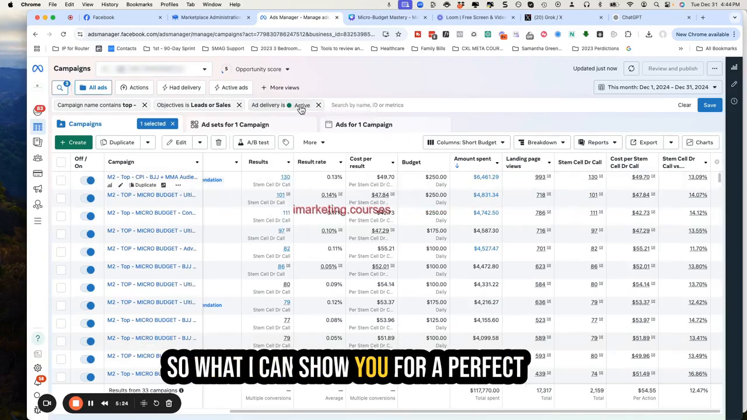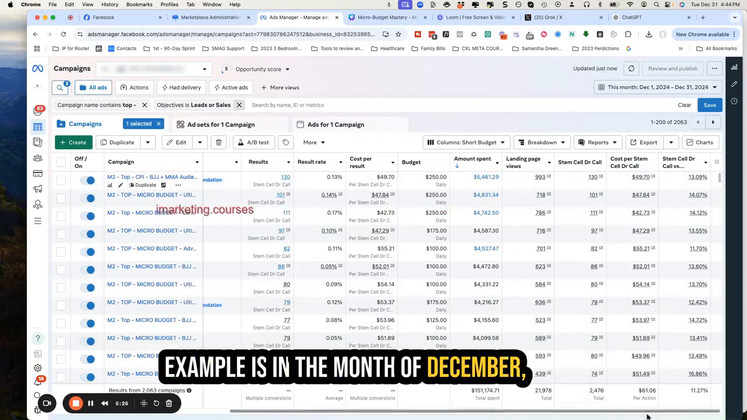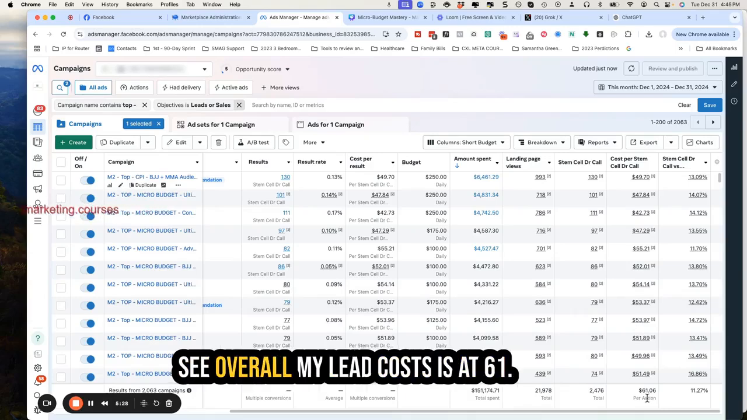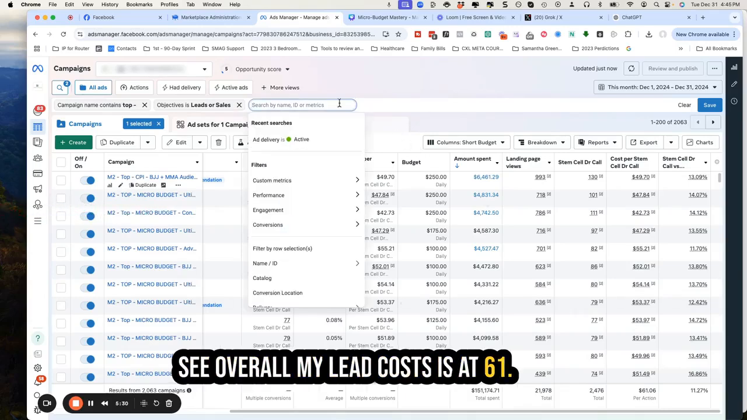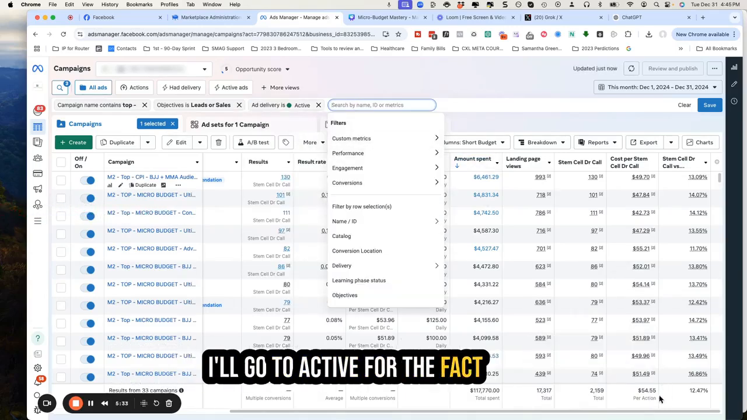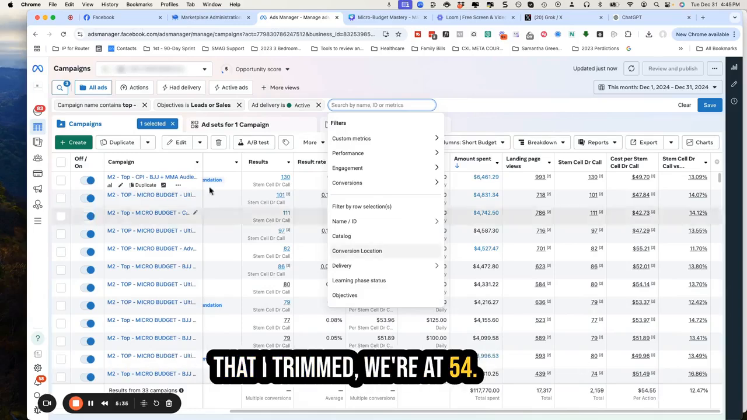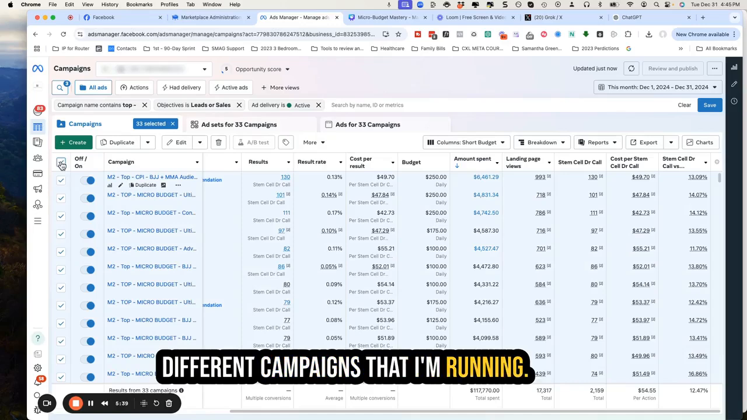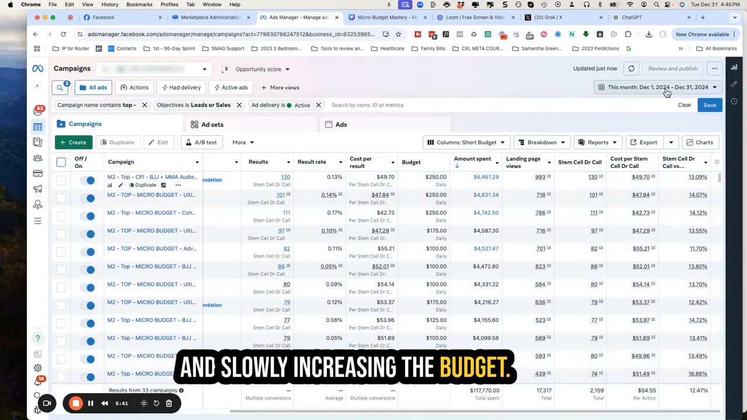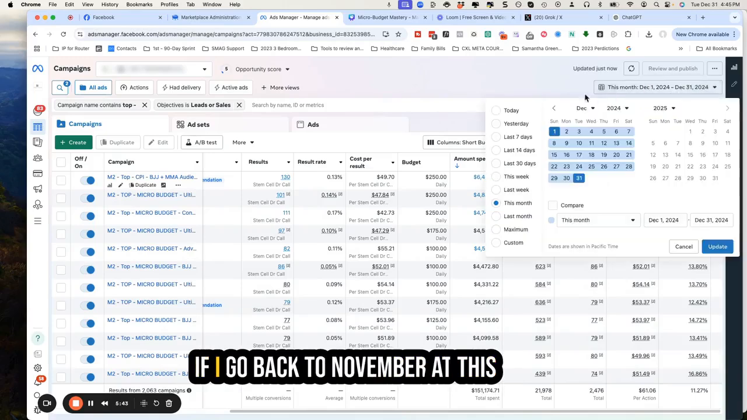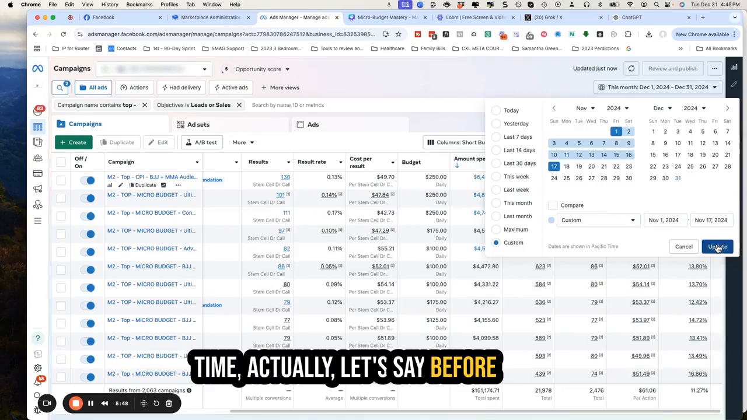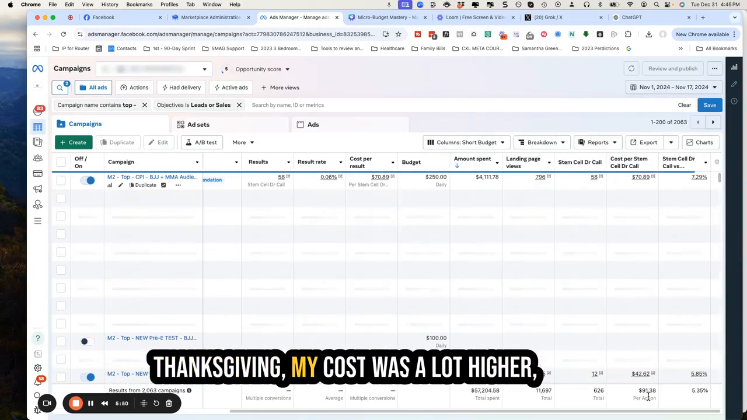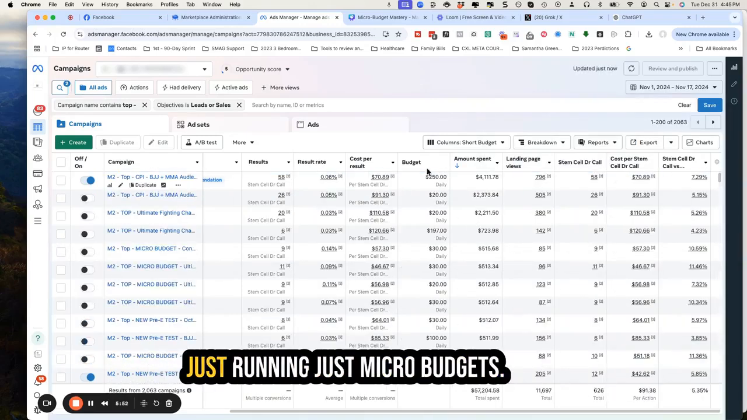So what I can show you for a perfect example is in the month of December, my top of funnel, look, you can see overall my lead cost is at $61. I'll go to active for the fat that I trimmed, we're at $54. I'm diversified with all these different campaigns that I'm running and slowly increasing the budget. Now, here's what's interesting. If I go back to November, actually, let's say before Thanksgiving, my cost was a lot higher just running just micro budgets.